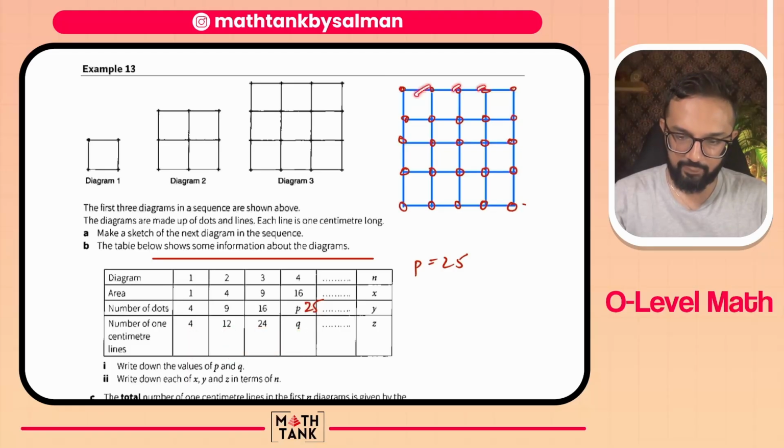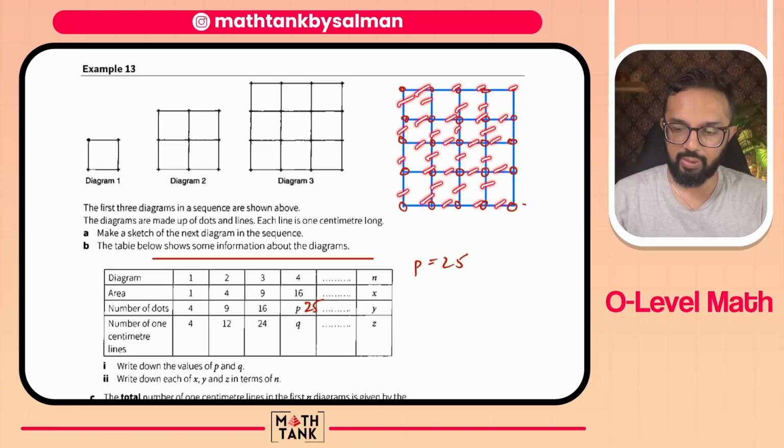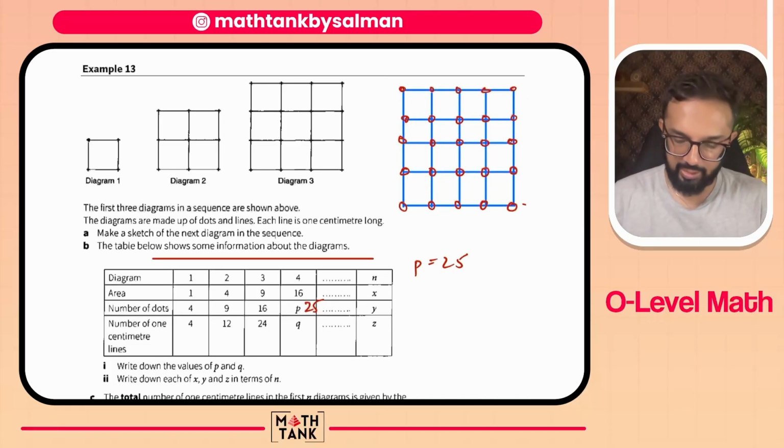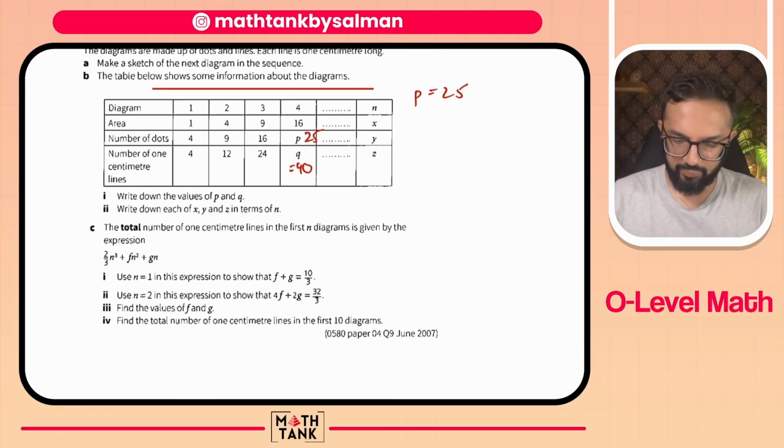So 1, 2, 3, 4, 5, 6, 7, 8, 9, 10, 11, 12, 13, 14, 15, 16, 17, 18, 19, 20, 21, 22, 23, 24, 25, 26, 27, 28, 29, 30, 31, 32, 33, 34, 35, 36, 37, 38, 39, 40. Okay, that's also correct. Whichever way you want to do it, you can get correct answers very easily out of this.